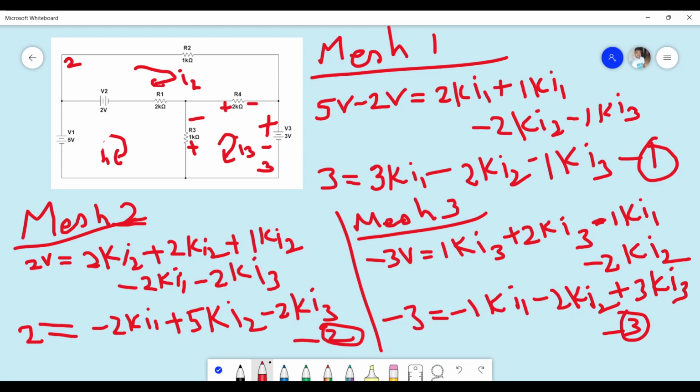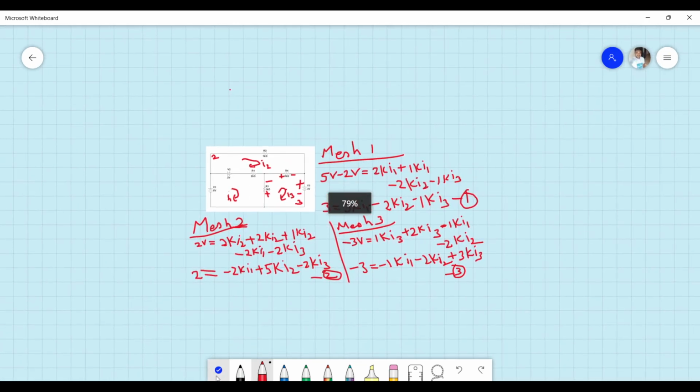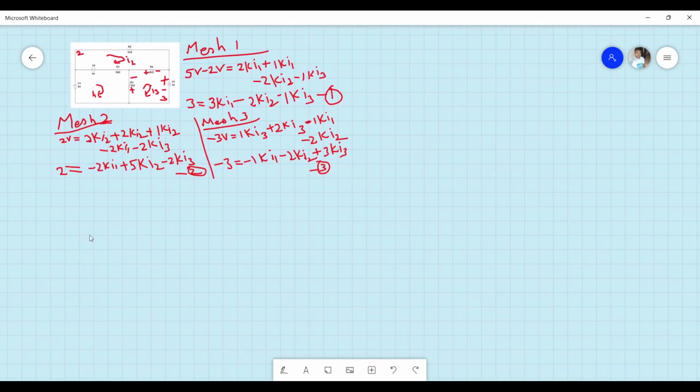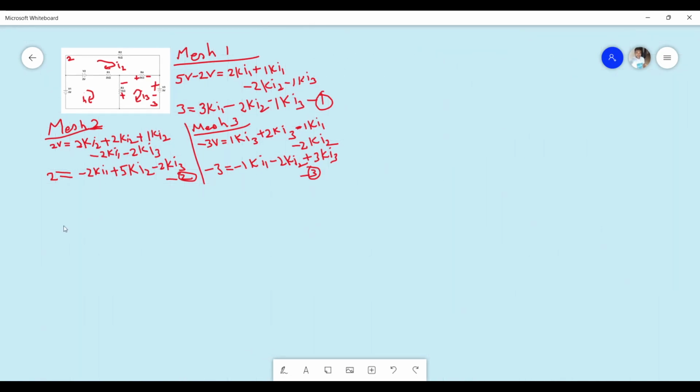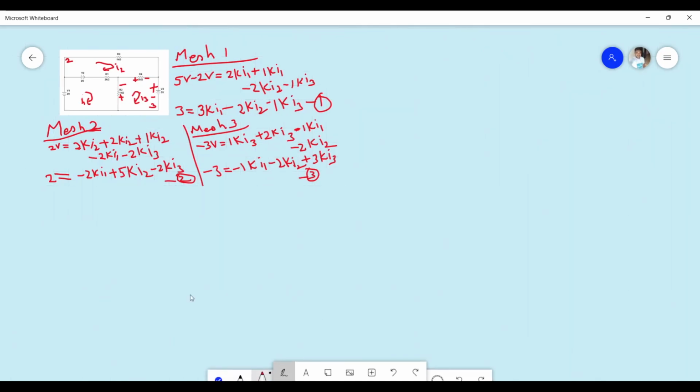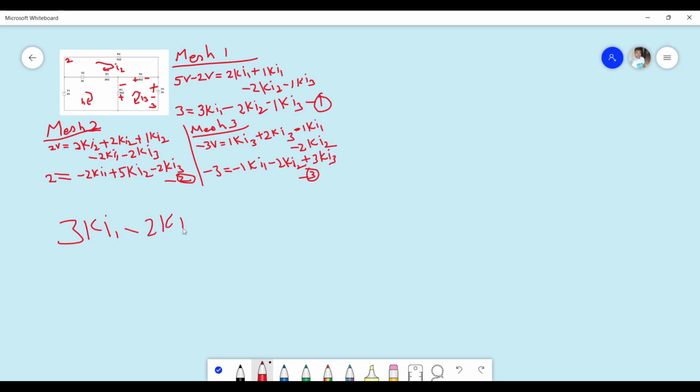So let us rewrite all the equations. The first equation is 3k I1 minus 2k I2 minus 1k I3 is equal to 3.